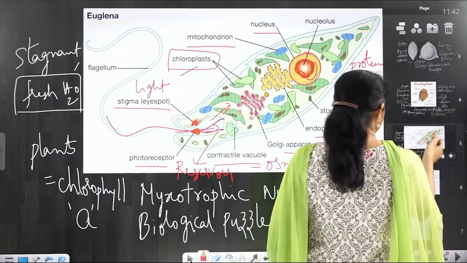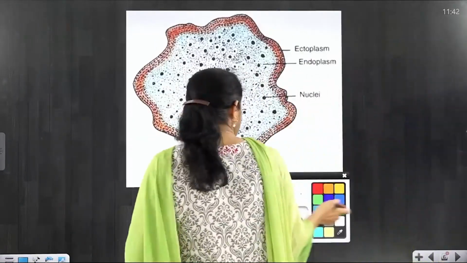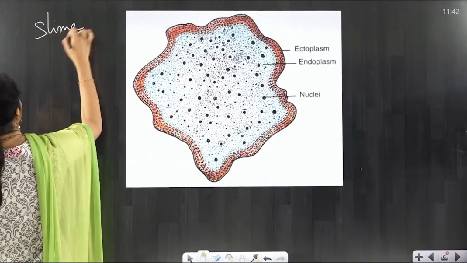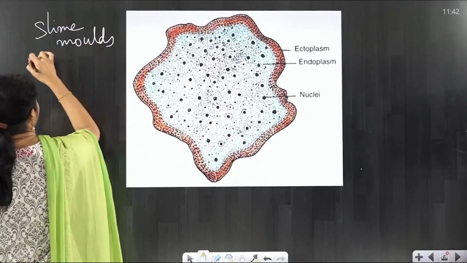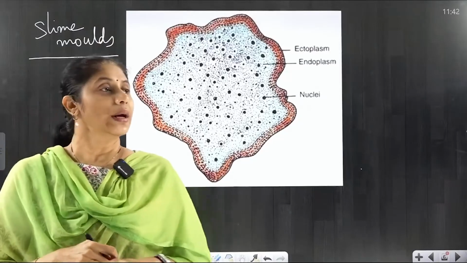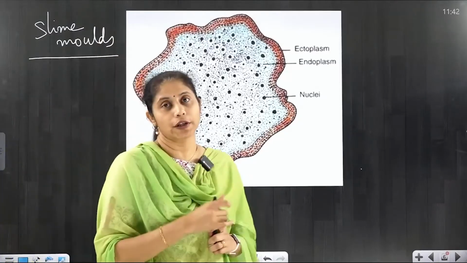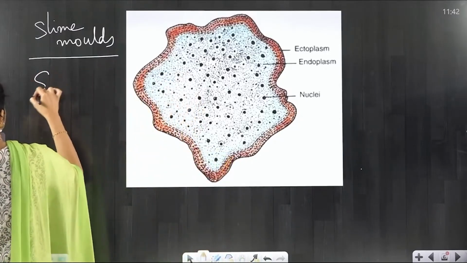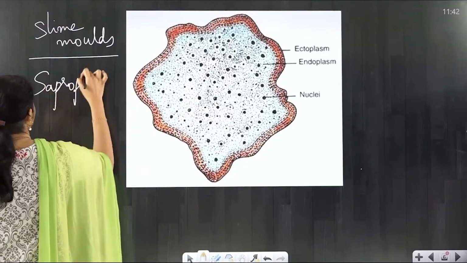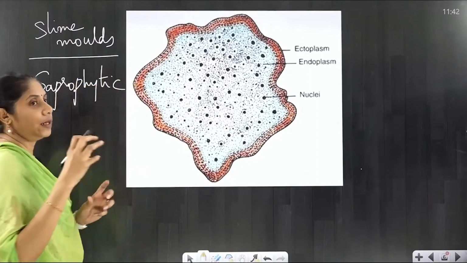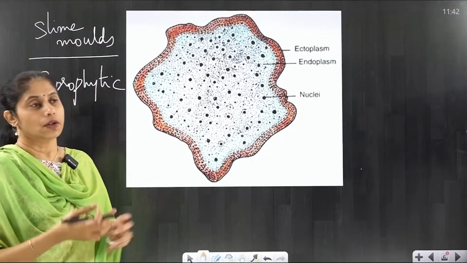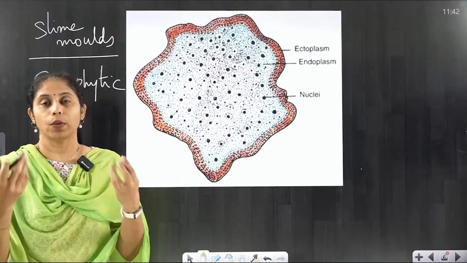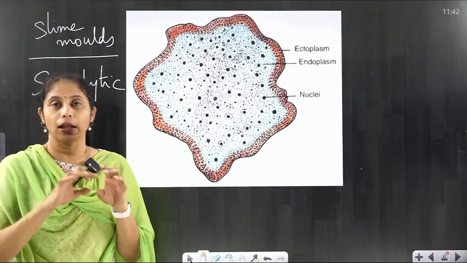Slime molds. This is how the slime mold's body looks. These are decomposer protists, particularly decomposer and consumer protists. They are saprophytic protists because they feed on dead and decaying organic matter. Whatever organic matter is present on their way, twigs and so on, they feed on it and keep moving.